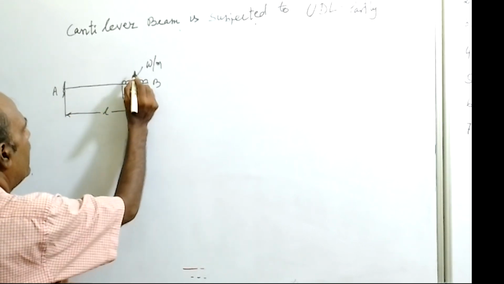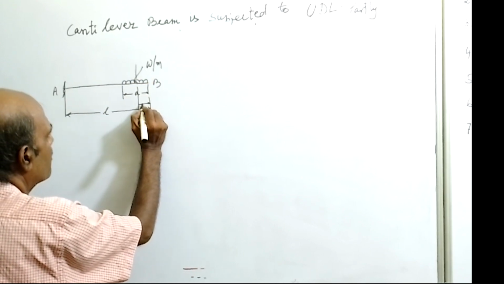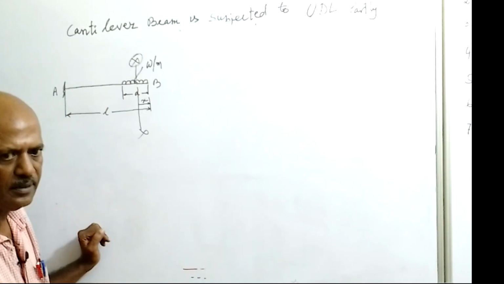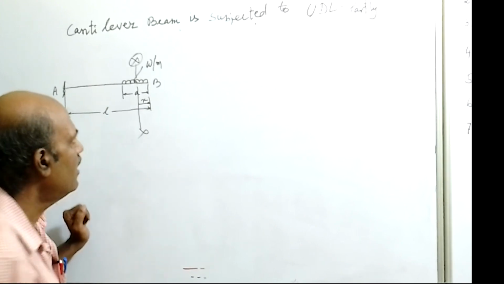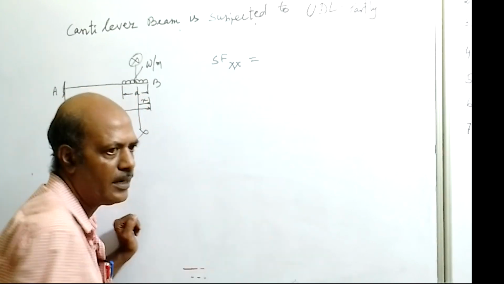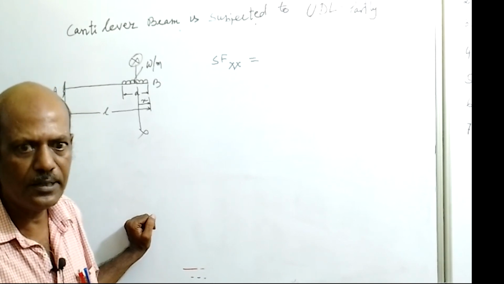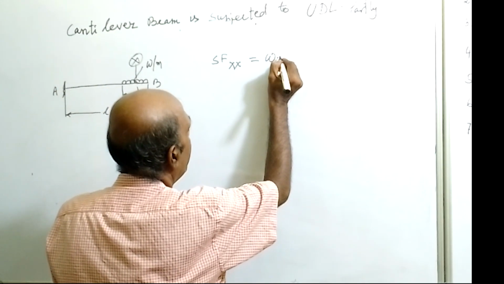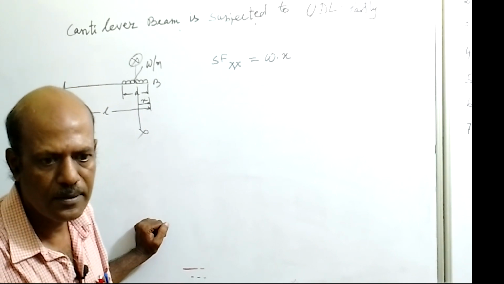Now take a section here on UDL part which is at a distance x from free end, that is XX section at a distance x from free end which is inside this UDL part. Now we will see the shear force at XX. What is the shear force at XX? Algebraic sum of all vertical load acting to one side of the section. So we are considering right side of the section. So W into X is the load acting right side of XX section.